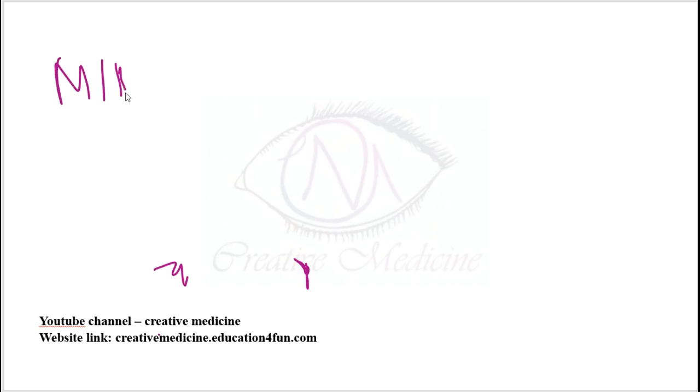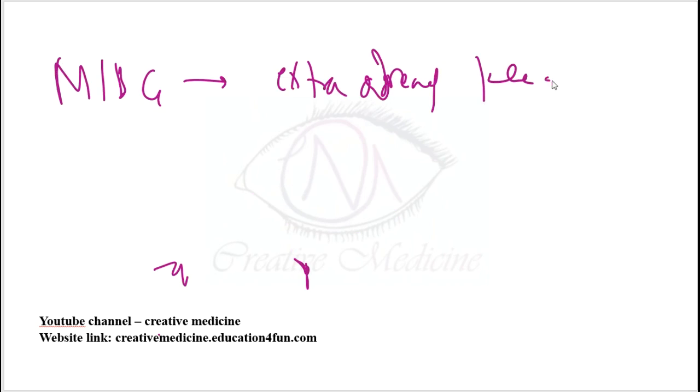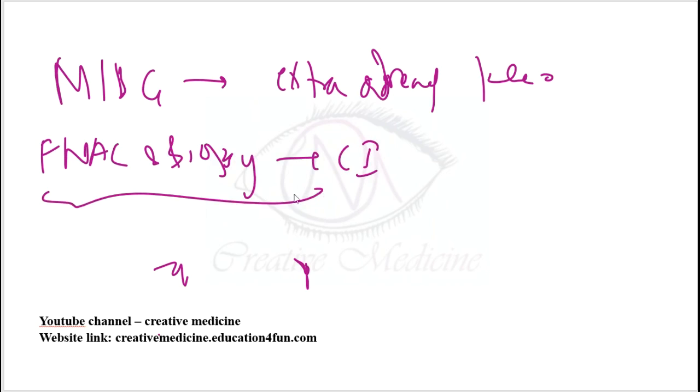Then we have MIBG scan. It is used for extra-adrenal pheochromocytoma. Then we have FNAC and biopsy. This is actually contraindicated because if you do FNAC and biopsy, it can lead to hypertensive crisis in the patient.